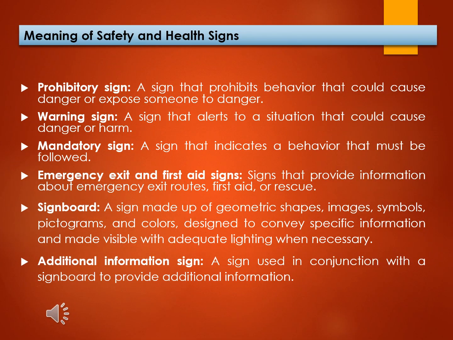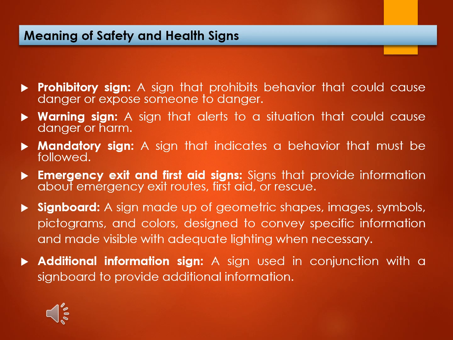Here are the meanings of safety and health signs. Prohibitory sign: a sign that prohibits behavior that could cause danger or expose someone to danger. Warning sign: a sign that alerts to a situation that could cause danger or harm. Mandatory sign: a sign that indicates a behavior that must be followed. Emergency exit and first aid signs: signs that provide information about emergency exit routes, first aid, or rescue.